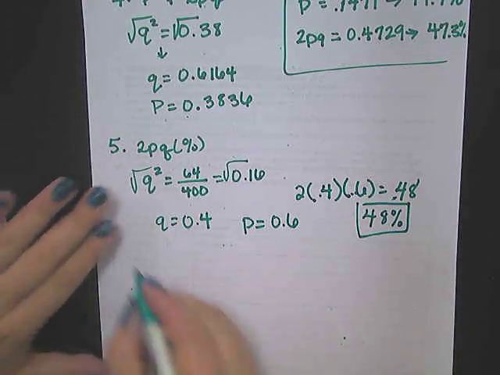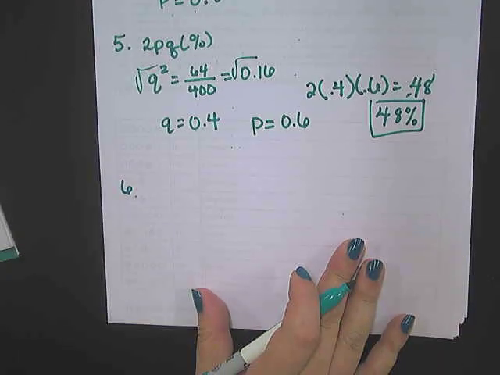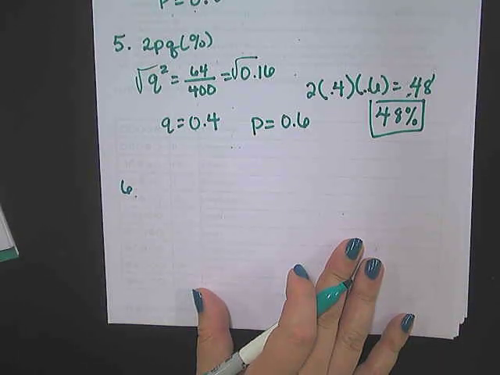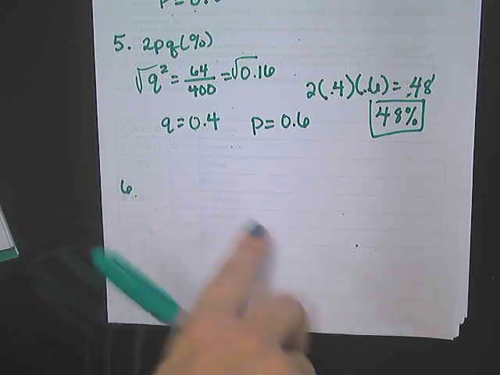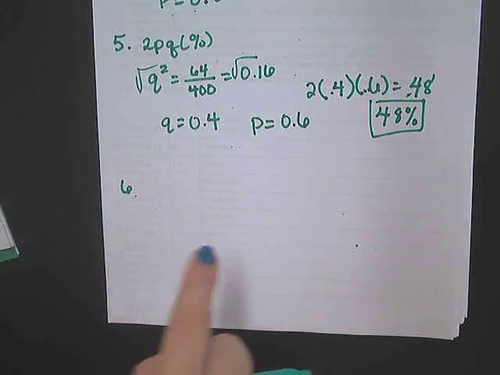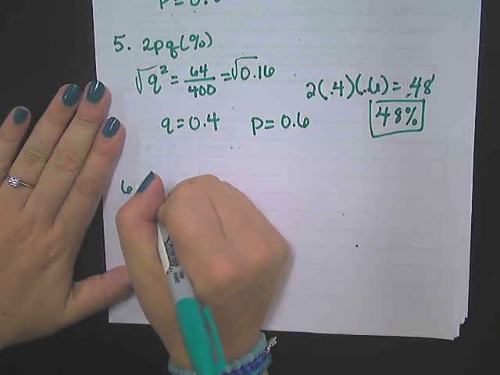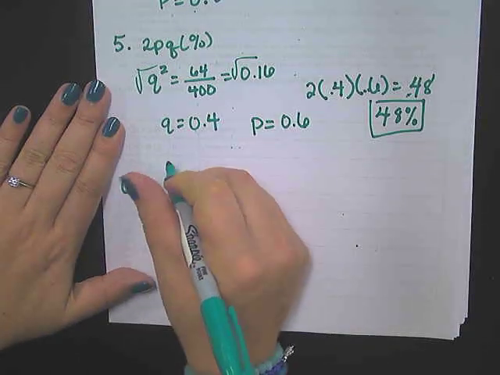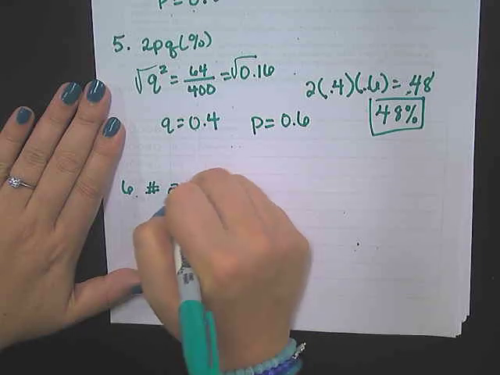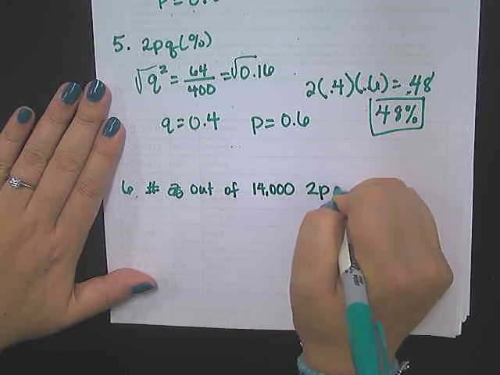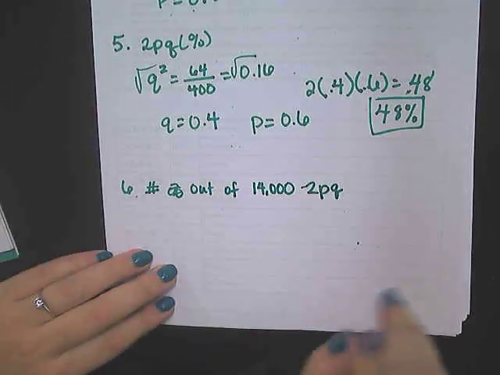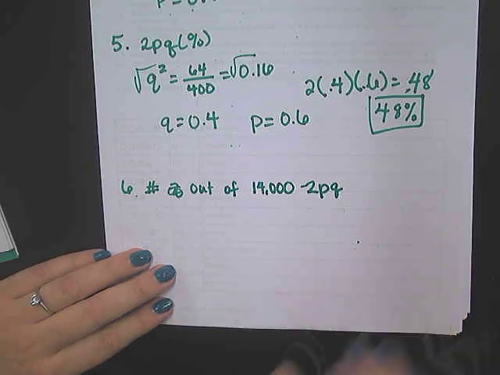Number 6. A rare disease is lethal, occurs in a population at a frequency of 1 in a million. Calculate the number of individuals expected to carry the allele in a town with a population of 14,000. So this one, you do have to take your percentage and multiply it by the number of people. Carrying the allele means they're basically looking for the number of people out of 14,000 who are heterozygous, and that's my 2pq.